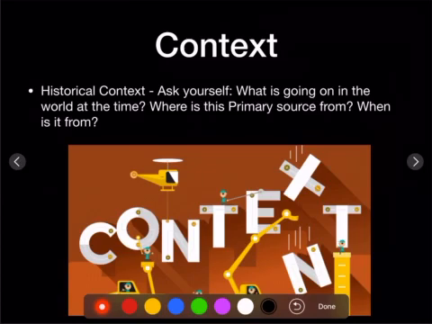And think about where it is from in the world specifically. Is this from New York City? Is it from Cape Town? Is it from London, England? It could be from anywhere. And when is it from? Because the year is going to tell us so much. What's going on in the world? As I said before, if we're talking about the Revolutionary War, 1776, what's going on in that time period? These are important things to ask yourself because it gives you an idea of what might have been going on when the document was written.